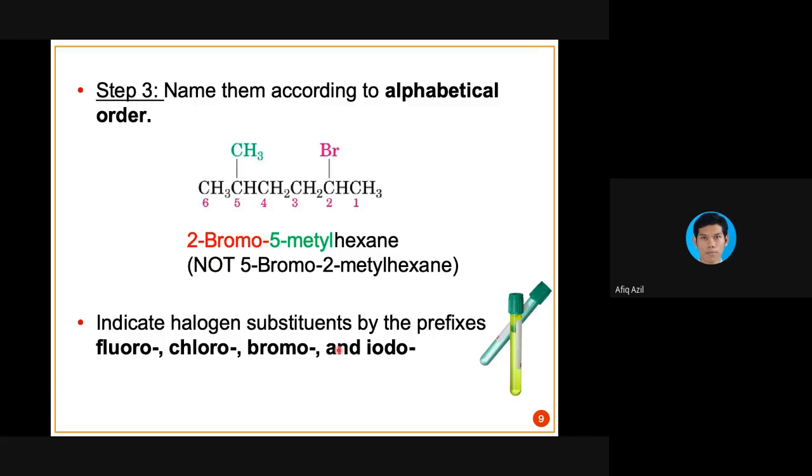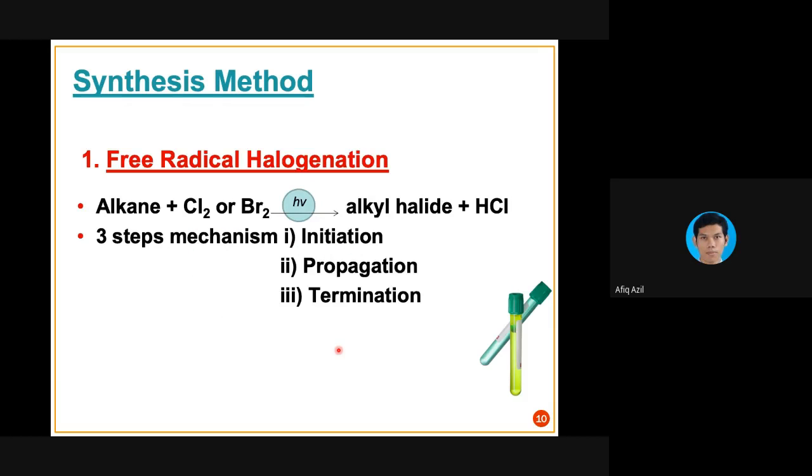Clear. Okay. So, up to the next part, which is the synthesis method. Okay, synthesis meaning how the haloalkane can be obtained. So how do you want to get this haloalkane compound, organic compound? So you must have a way to synthesize them. So one way is using free radical halogenation reaction.